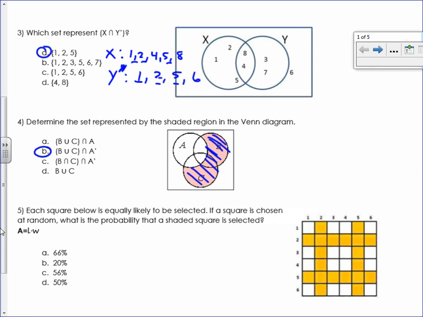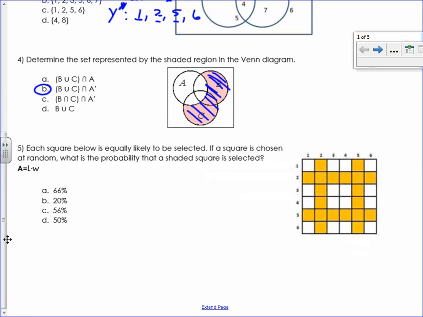Yes, ma'am. Number 5. Each square below is equally likely to be selected. If a square is chosen at random, what is the probability that a shaded square is selected? This is just like the bullseye problem. This is just like the plates on the table at Six Flags problem. It's all about the probability of what you want divided by the probability of all possibilities. What is it that we want? We want to select the shaded square, so count up all the shaded squares.